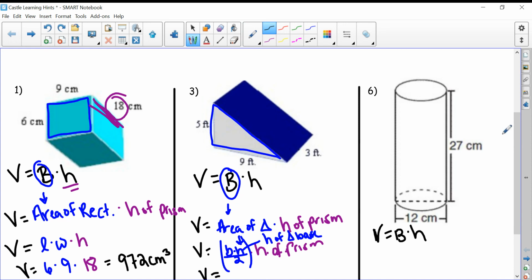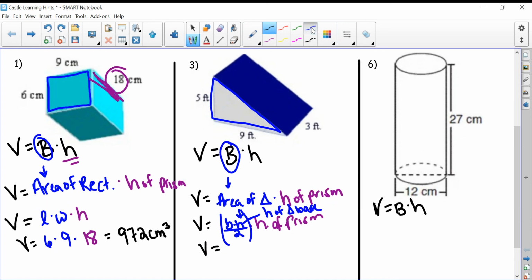My volume equals, my base and height of this blue triangle are 5 and 9. And then the height of the whole prism is that guy right there, which is 3. And then you would do the math to multiply it out. So go ahead and try that on your own.